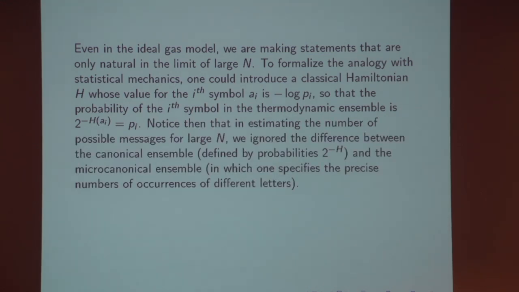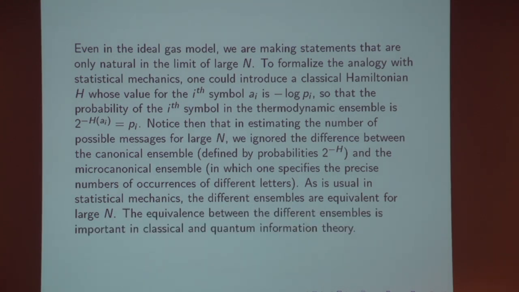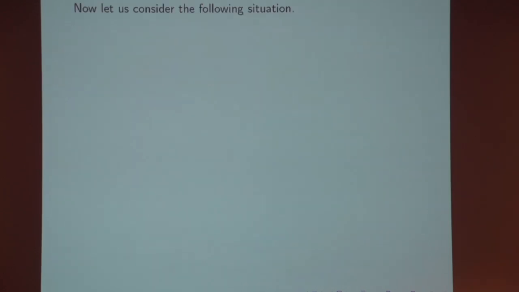And then, you see, in ignoring the fluctuations in the number of letters, we've ignored the difference between the canonical and microcanonical ensemble. One is defined by probabilities and one by precise frequencies of letters. So this is a standard thing in statistical mechanics, that the ensembles are equivalent for large n. And that equivalence is important in both classical and quantum information theory.